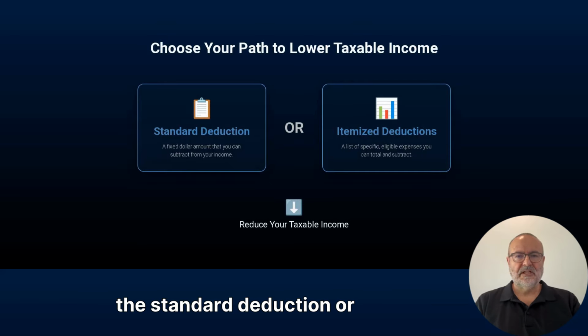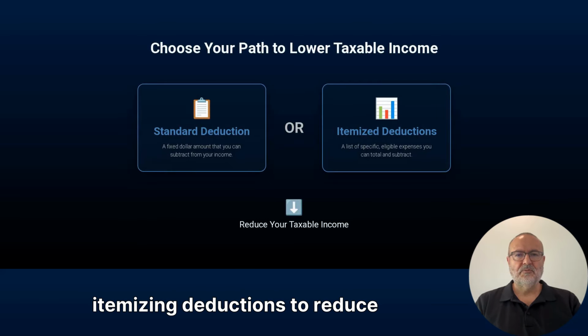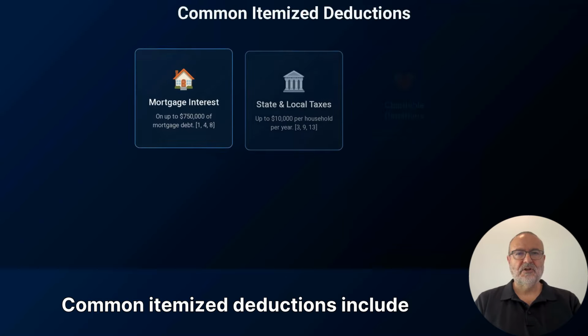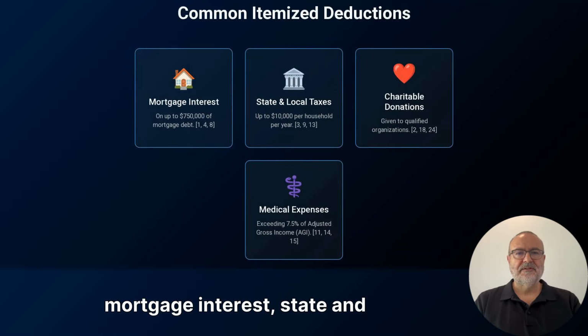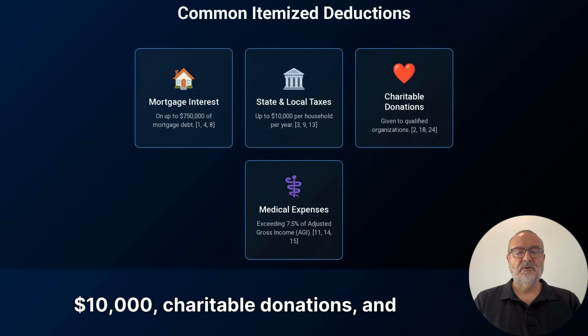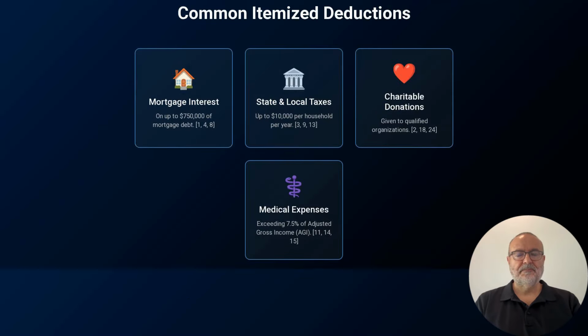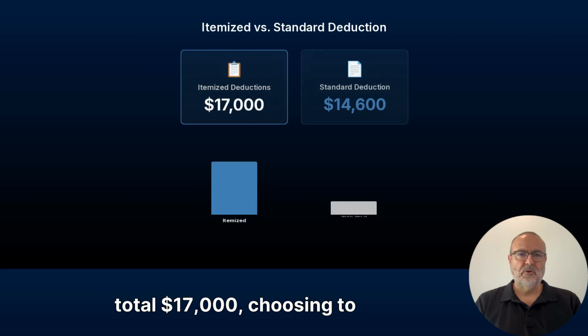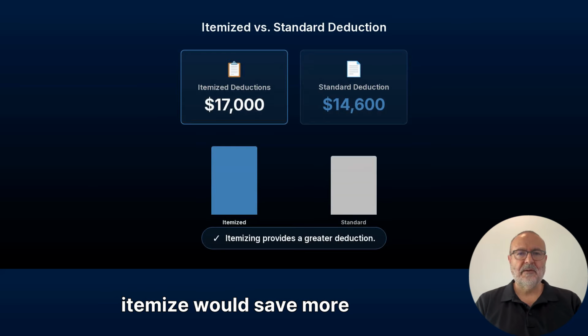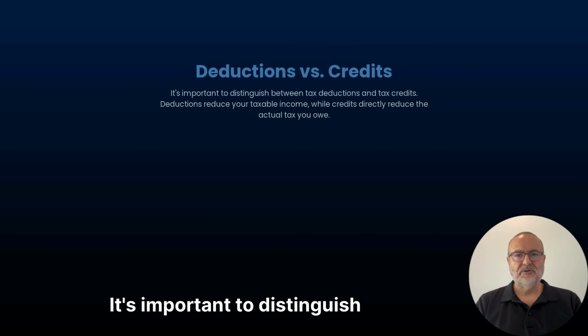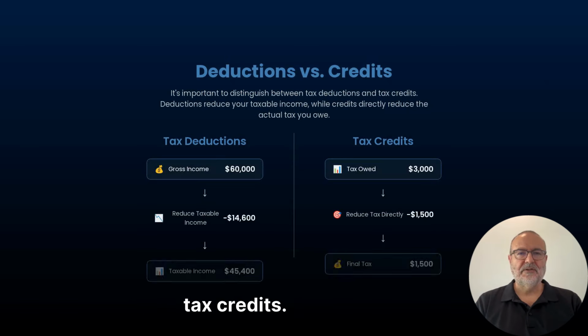Taxpayers can choose between the standard deduction or itemizing deductions to reduce their taxable income as much as possible. Common itemized deductions include mortgage interest, state and local taxes up to $10,000, charitable donations, and medical expenses exceeding 7.5% of your adjusted gross income. If your itemized deductions total $17,000, choosing to itemize would save more than the standard deduction of $14,600 for a single filer.